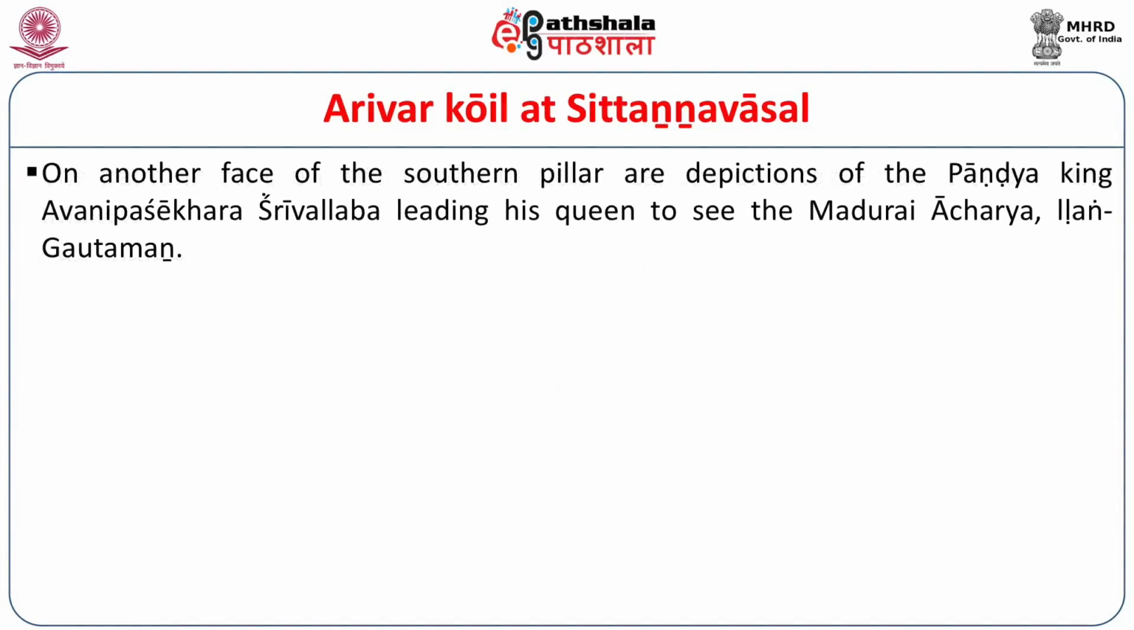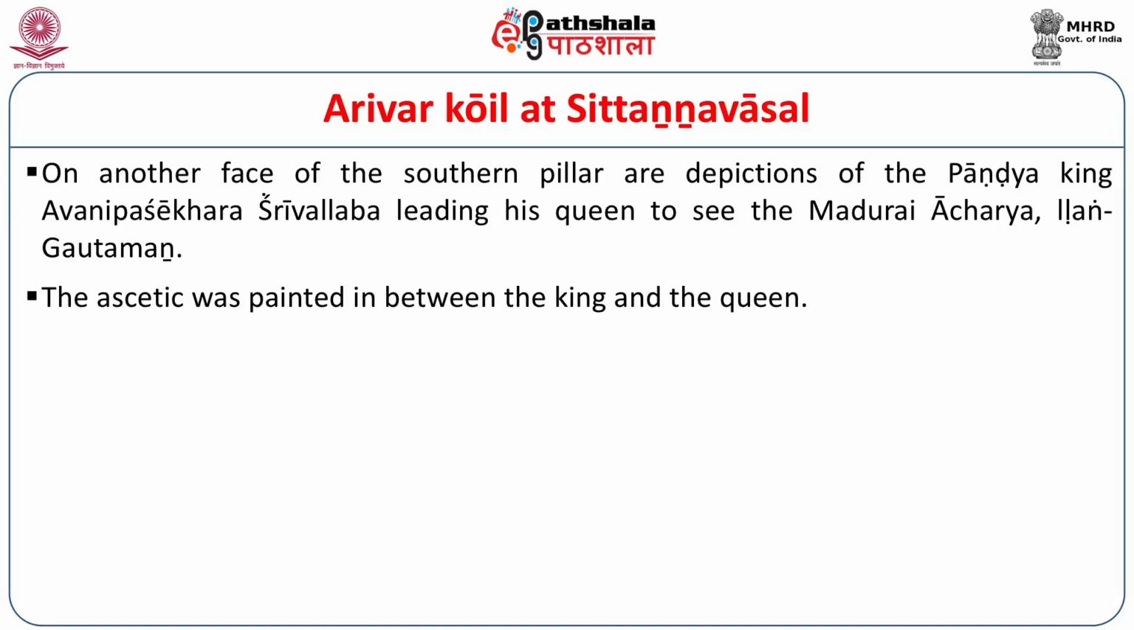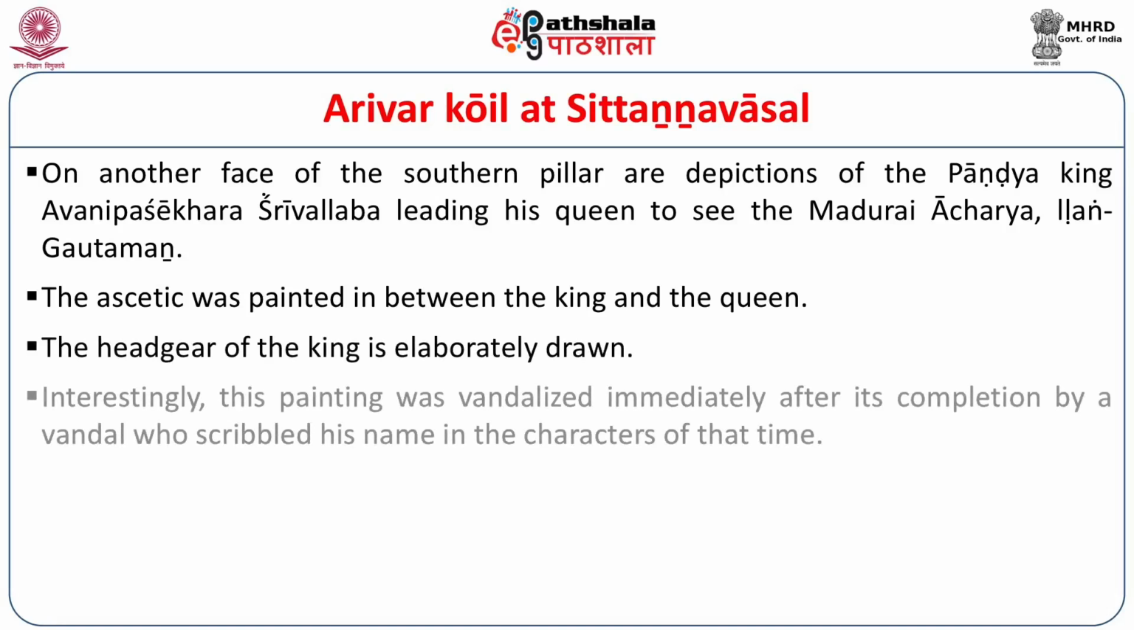On another face of the southern pillar is a depiction of the Paṇḍya king Sirimara Sirivallabha, as they call him, leading his queen to see the Madurai Acharya, Ilan Gaudaman. So Ilan Gaudaman is one of the famous Jain sages of his time. The aesthetic was painted in between the king and the queen. The headgear of the king is elaborately drawn.